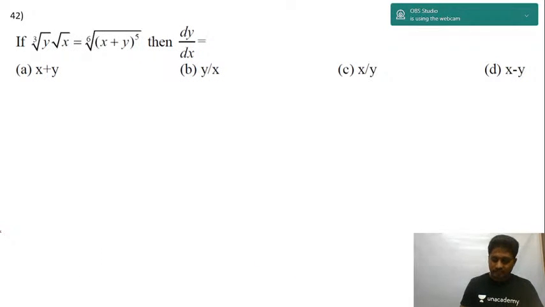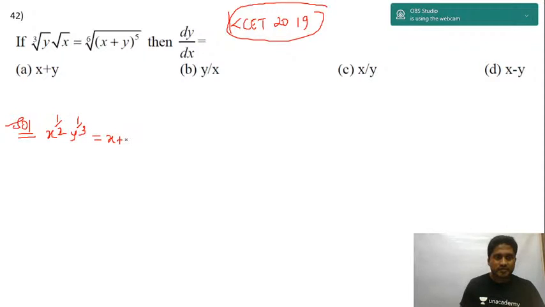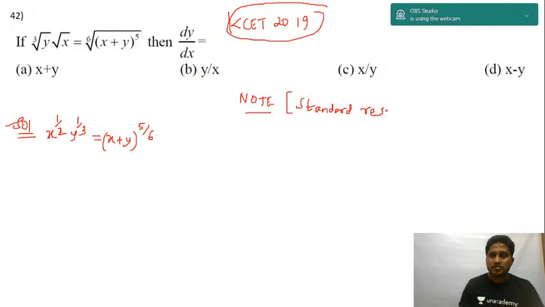Alright, now listen, even this is a standard form. This is a KCET 2019 question, guys. How will I crack this question? x to the power of half, y to the power of 1 by 3 is equal to (x plus y) whole to the power of 5 upon 6. You understand? It is the 6th root of (x plus y) whole power 5, so (x plus y) whole power 6. Now note this, this is a standard NCERT exemplar result. It's a standard differentiation result which is there in the exemplar.